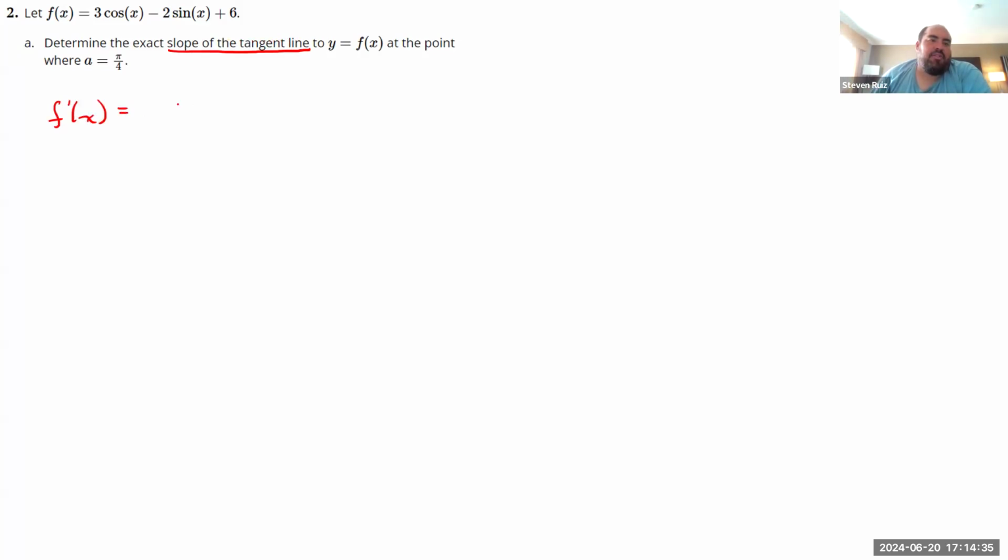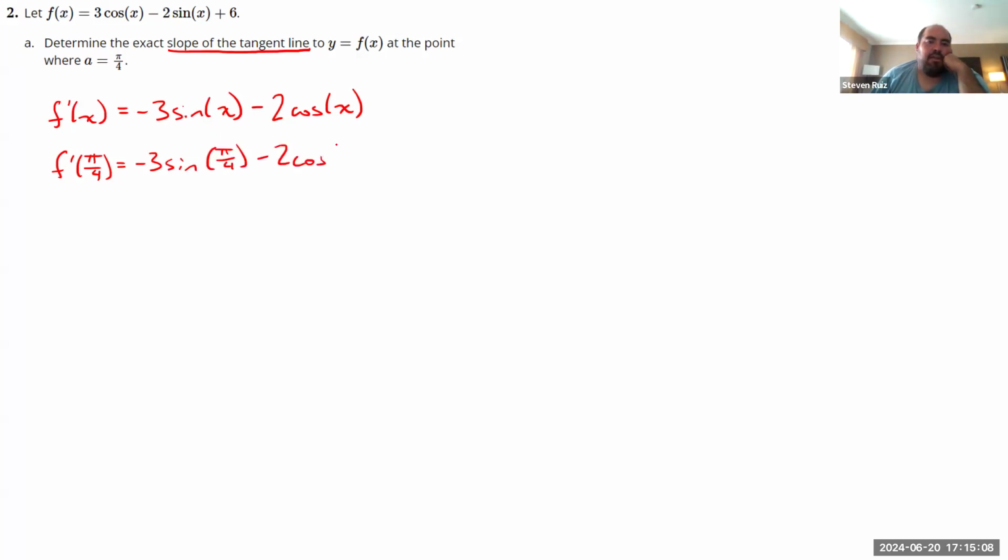The derivative of cosine of x is negative sine of x, so -3 sine of x. What's the derivative of sine of x? That's cosine, so -2 cosine of x. And then 6 is a constant, so its derivative is 0. So now let's evaluate this function. f prime of pi over 4 equals -3 sine of pi over 4 minus 2 cosine of pi over 4.